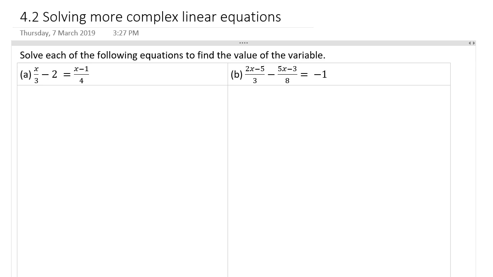Welcome. So we've got 4.2, solving more complex linear equations.